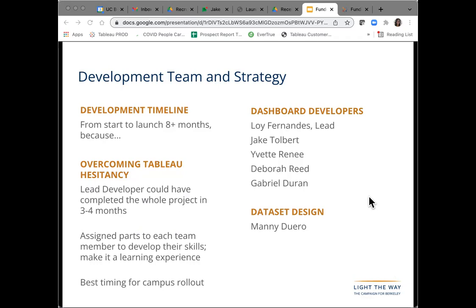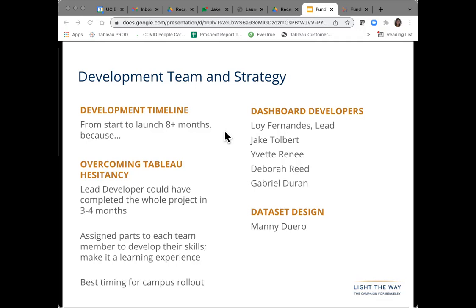Because there were a lot of pieces to this, we actually wanted to do a distributed approach to developing it. So you can see here all of our team members who contributed to this dashboard. Loy Fernandez was the lead. He has since left us for greener pastures, and we are actually recruiting for his position. So if you're interested, or if you know of folks who might be interested in joining our team, we are recruiting for a senior data systems analyst. I'm happy to talk to anyone if you want to reach out to me after. Sorry, I had to put that plug in.